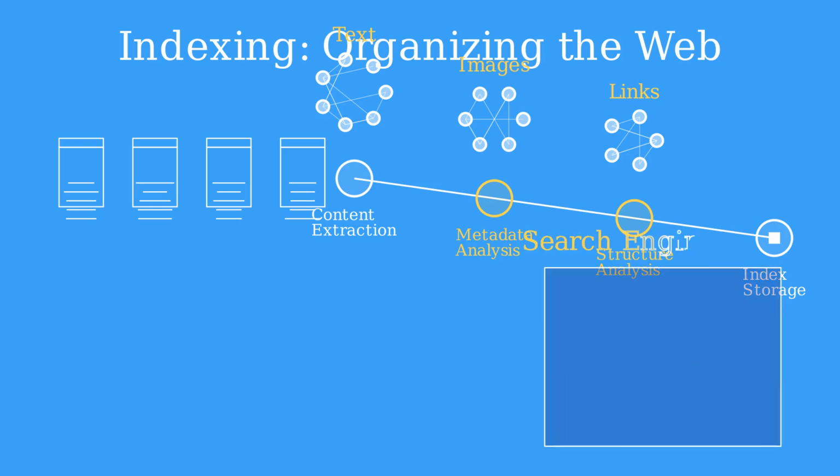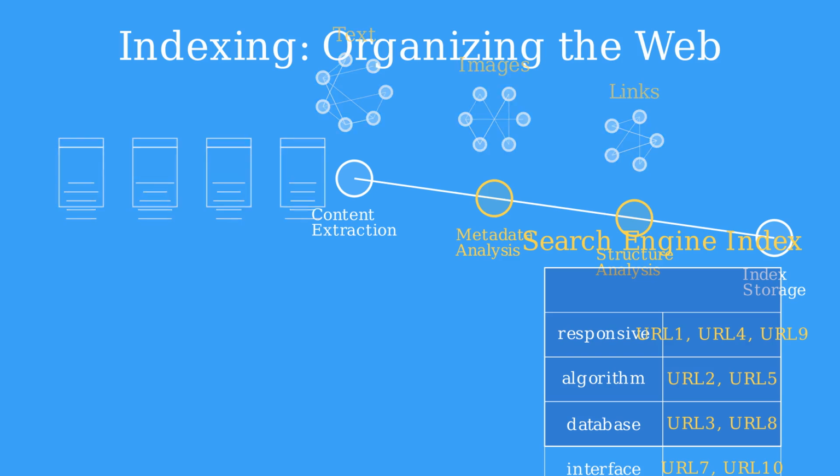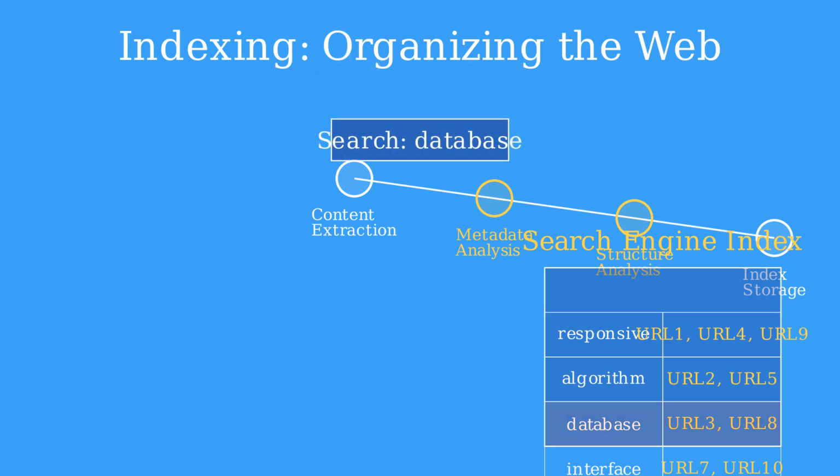This massive amount of information is stored in sophisticated data structures called indexes. The index organizes information in a way that allows for extremely fast retrieval when users perform searches. When a user performs a search, the search engine can quickly scan the index to find relevant results. This indexing process is what enables search engines to search billions of web pages and return results in a fraction of a second.